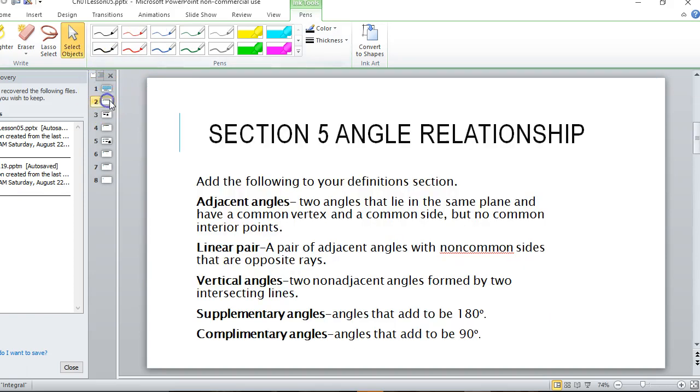We are going to talk today about angle relationships. So you can write these down in your notebook. As we go, you can pause whenever you need to, of course. All right, let's start with adjacent angles.